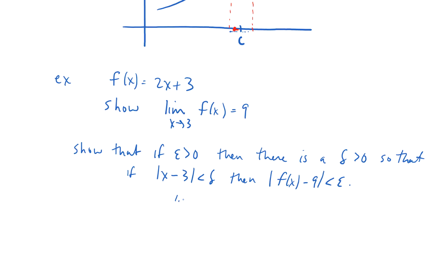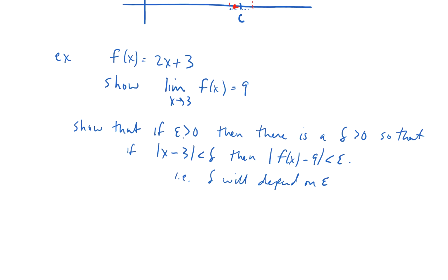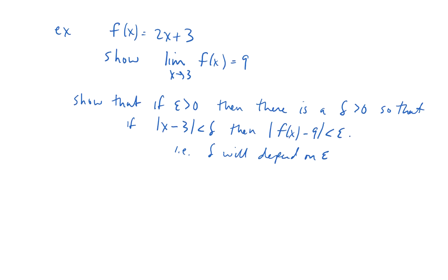Okay, in other words, delta will depend on epsilon. Okay, here we go. So delta is going to depend on epsilon. In other words, we're going to pick an arbitrary epsilon. We're going to figure out what delta has to be so that as long as x is close enough to 3, then f of x is going to be that close to 9. Okay, so here we go. And we're going to start here.